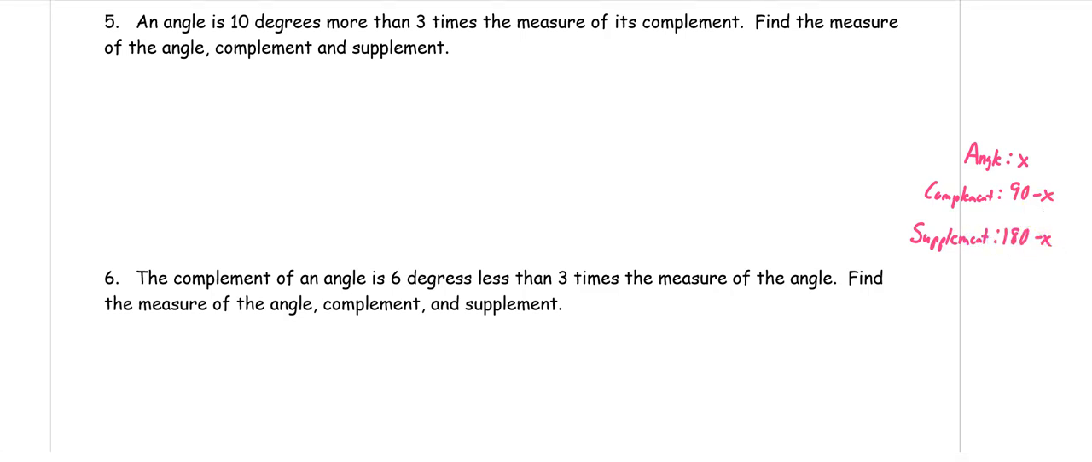So in number 5, it says an angle is 10 degrees more than 3 times the measure of its complement. So look for the word is.